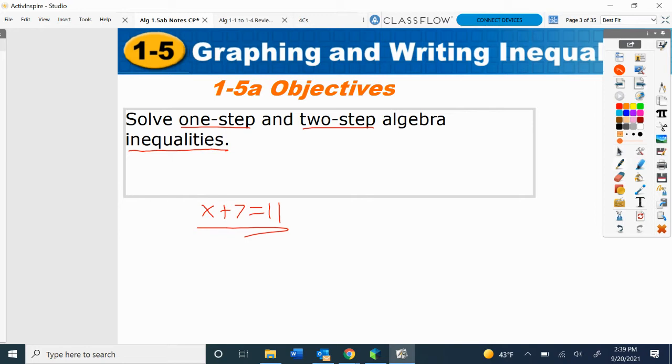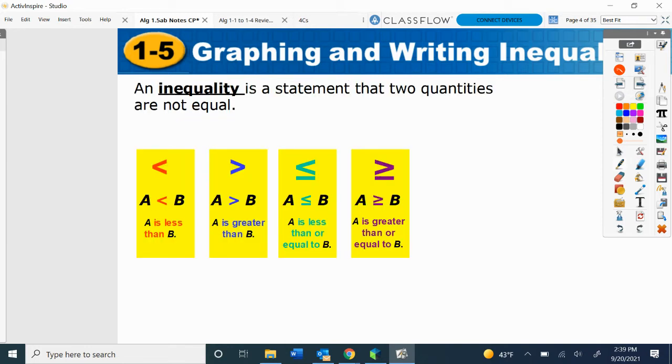An algebra inequality would look like this: x plus 7, almost the same, but then you would have something like less than 11. So you have one of those symbols instead of an equal sign. It just replaces the equal sign. Good news, the same steps apply for solving this inequality as this equation over here. So let's take a look at the different inequalities we could have.